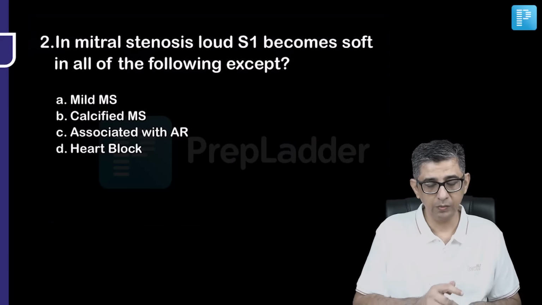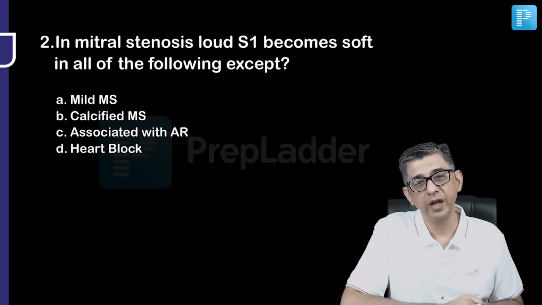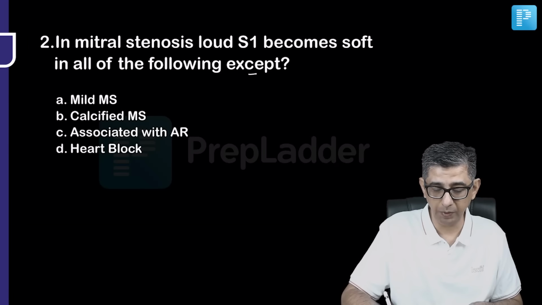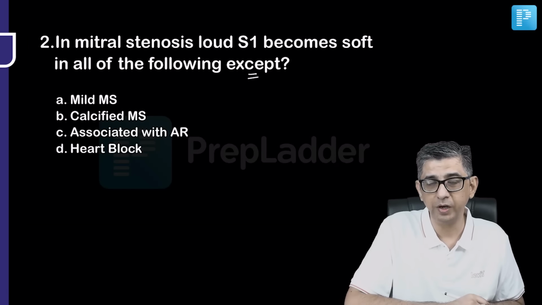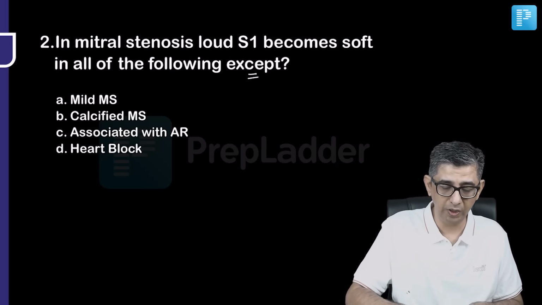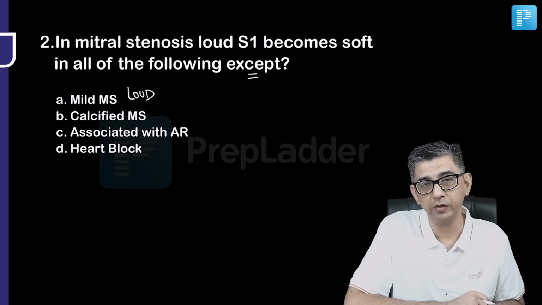When it comes to the second question, this was again from cardiology. He said in mitral stenosis, loud S1 will become soft in all of the following except. So that except has to be picked up anyway. In any case of mitral stenosis, there is going to be turbulence. So you would have a loud S1 present in patients of mild mitral stenosis.